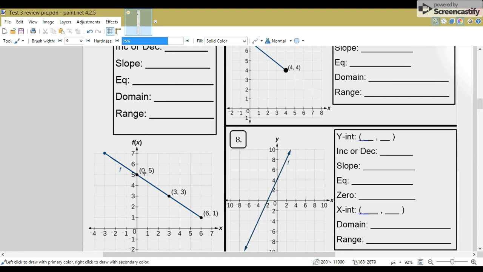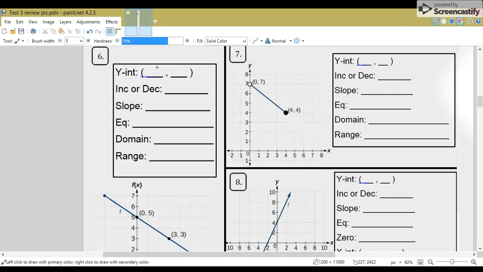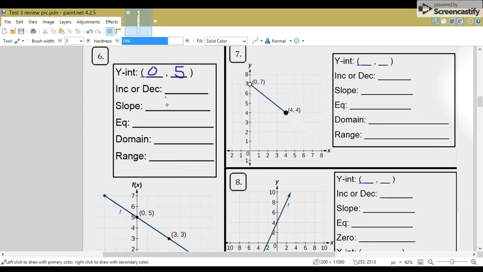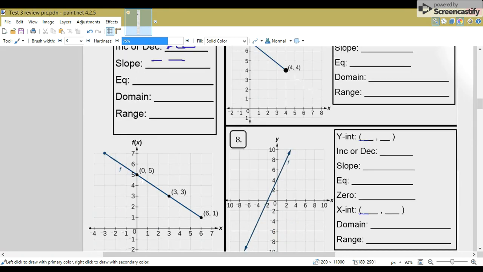That's right here at (0, 5). So our y-intercept is (0, 5). Okay, let's see if it's increasing or decreasing. This is a negative slope, so it's decreasing. That means our slope is going to be negative. So let's draw our triangle.